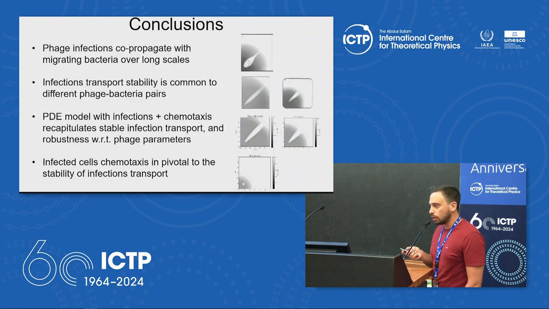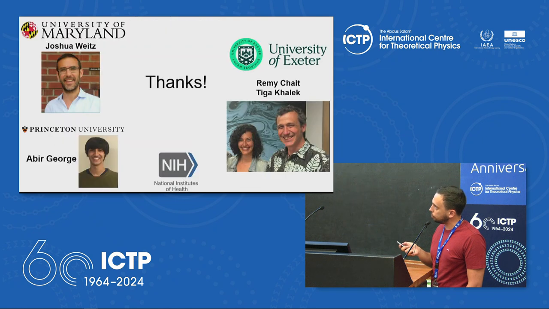To close, we found this stable infection transport. Infection stability is robust to choices in phage and bacteria, and our partial differential equation model reproduces the transport and some features of the experiments, and you need infected cells to swim and chemotact to be able to reproduce it.